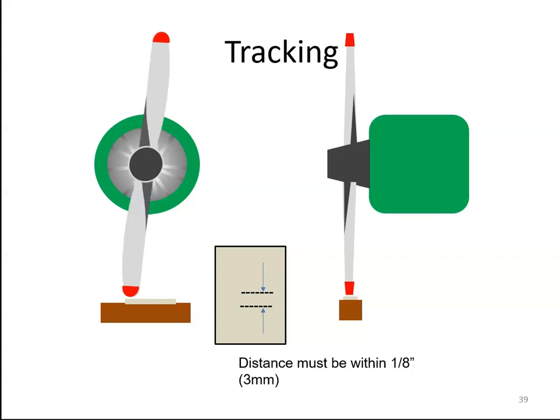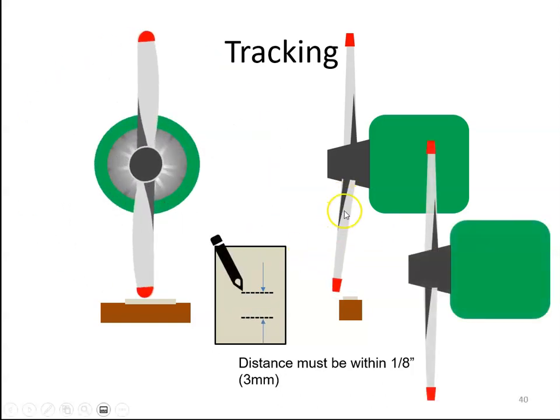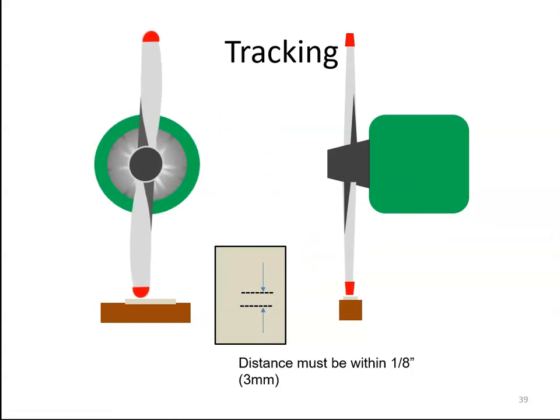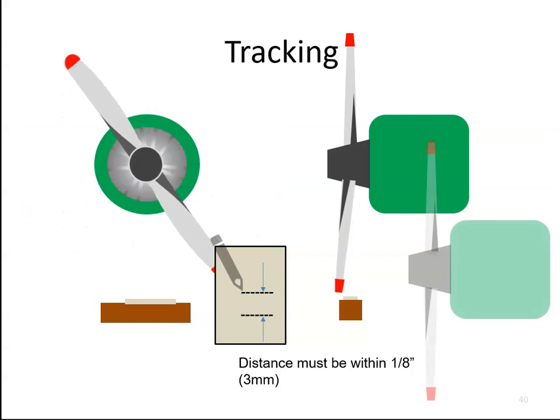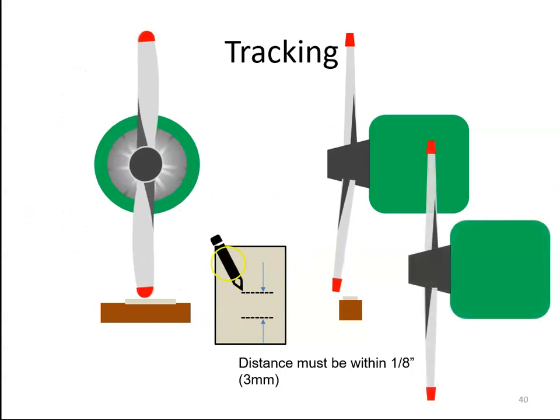Now, if one of the blades, let's just say, was distorted, then when we measure it, if I go back, so that's what it was, the blade becomes distorted, the distance then will be greater than 1/8 of an inch, and it will be out of sync, and we'd have to find out what caused this.